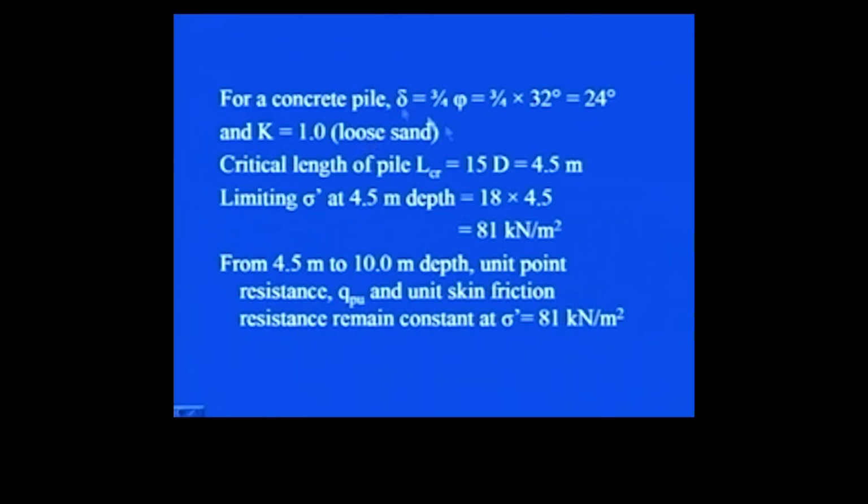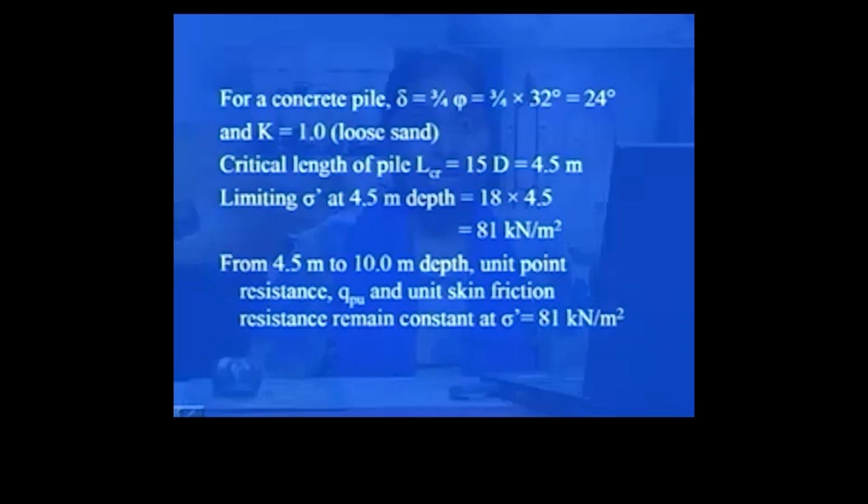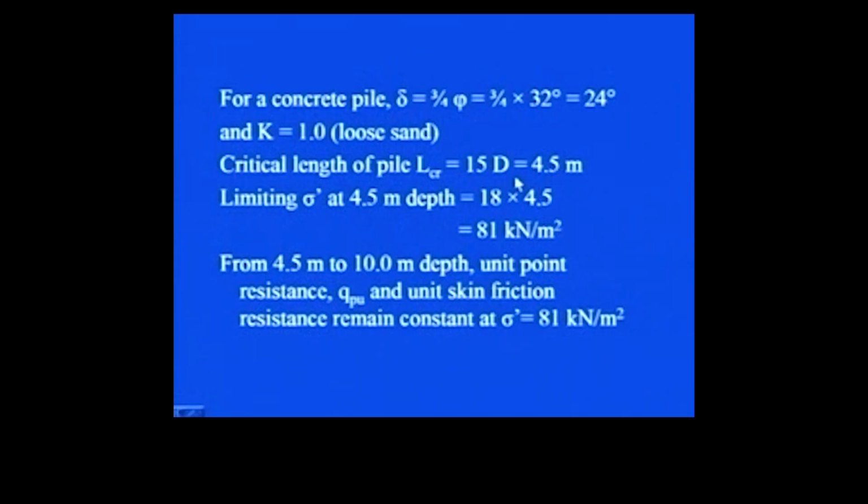Then it is loose sand. So K corresponding, I gave you standard tables in last few classes, K is equal to 1.0. And as we discussed, the critical depth concept comes into picture when the piles are to be driven in sand. So here it is that particular case. For that, first we need to find out the critical length of pile, that is L critical. It is 15 times the diameter. Diameter in this case is 300 mm, so that results into 4.5 meter.